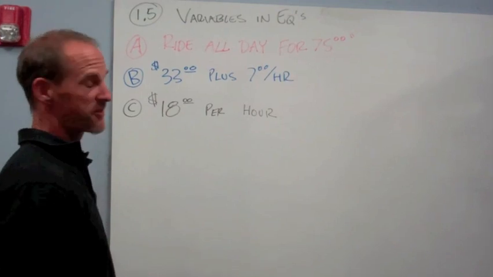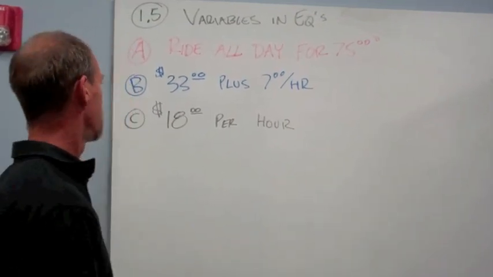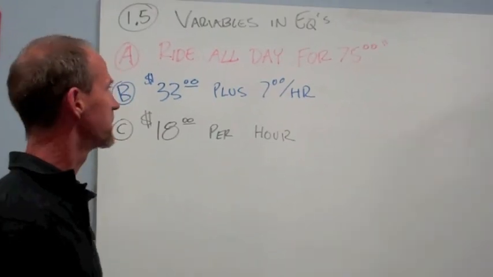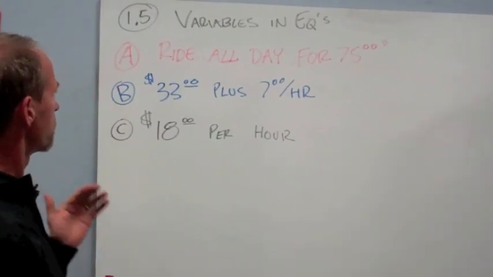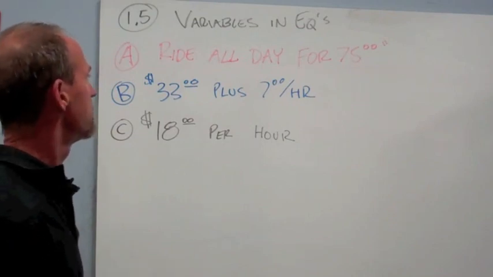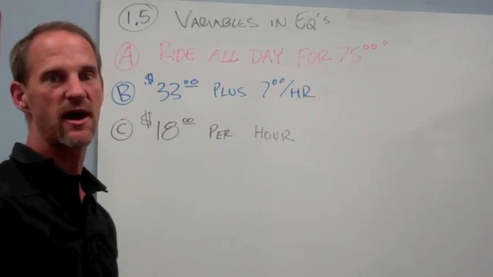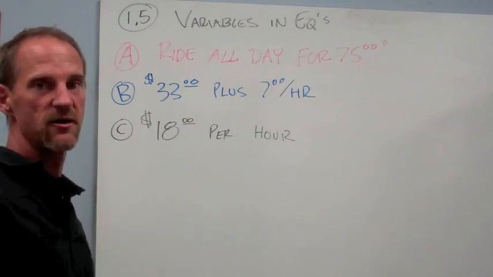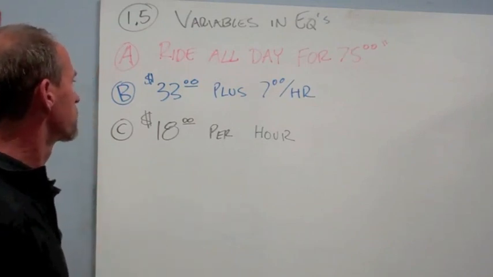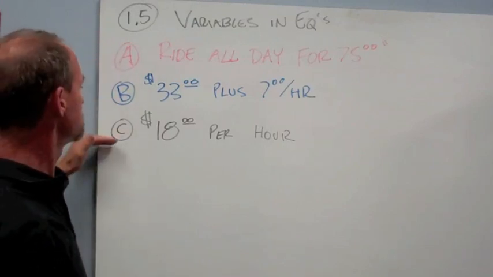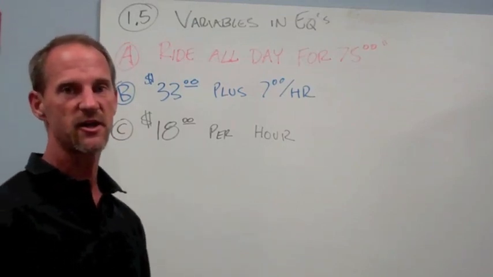So we have 3 plans we can choose from, and one is where you can ride all day for $75. The other is where, with a $33 sort of registration fee, you can then pay $7 per hour thereafter. The other one is just a flat rate of $18 per hour. Actually, I should say this is really the flat rate at 75 bucks. This is the hourly rate at $18 per hour.